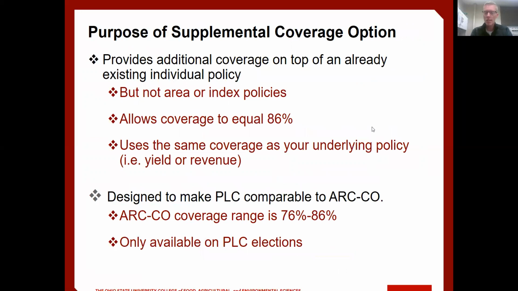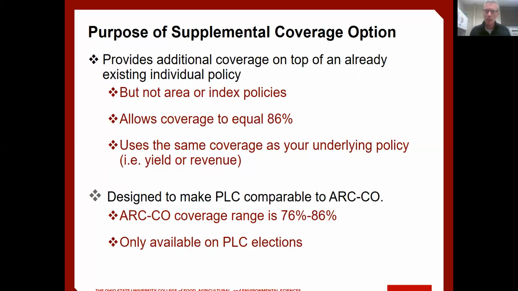So what is the purpose of the supplemental coverage option? It provides additional coverage on top of an already existing individual policy, but not area policies or index policies, like a rain index policy or something like that. It allows coverage equal to 86%. So if you buy individual coverage at 60%, you pay your individual premium at 60% of your individual coverage, and then SCO covers you all the way up to 86%.